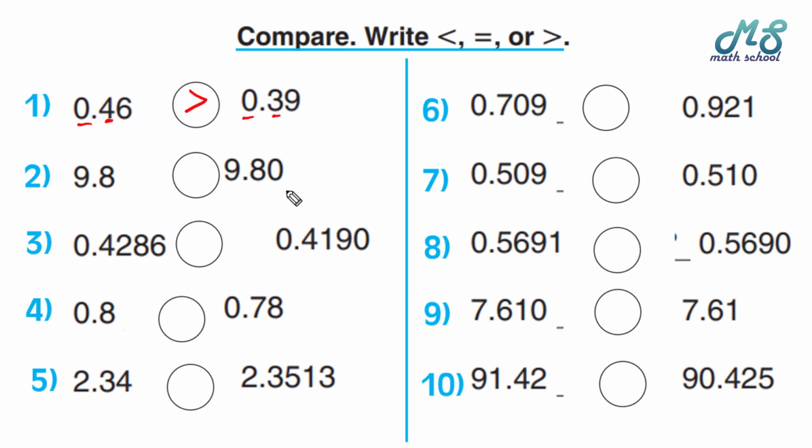9.8, 9.80. So equate the decimal places by inserting a 0. So we have the same number, so we can write equals.